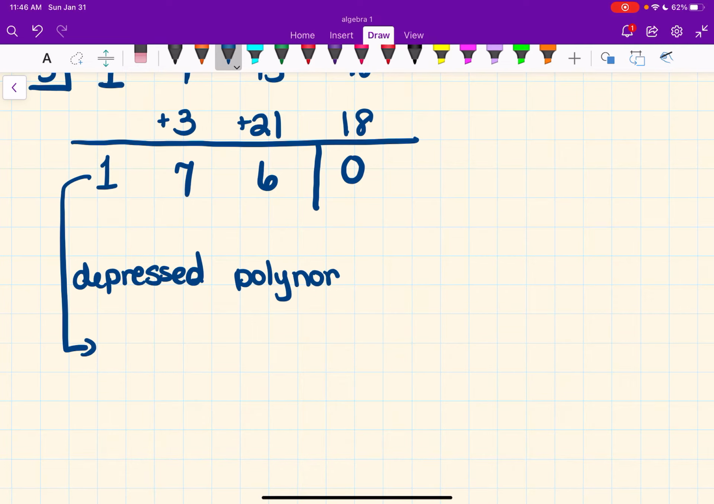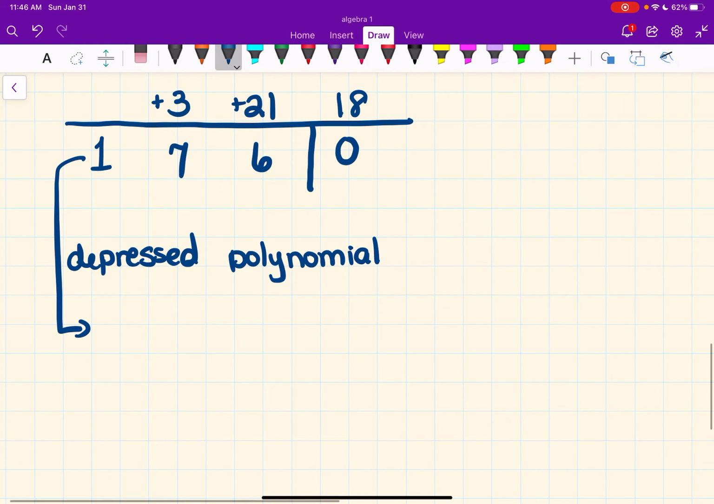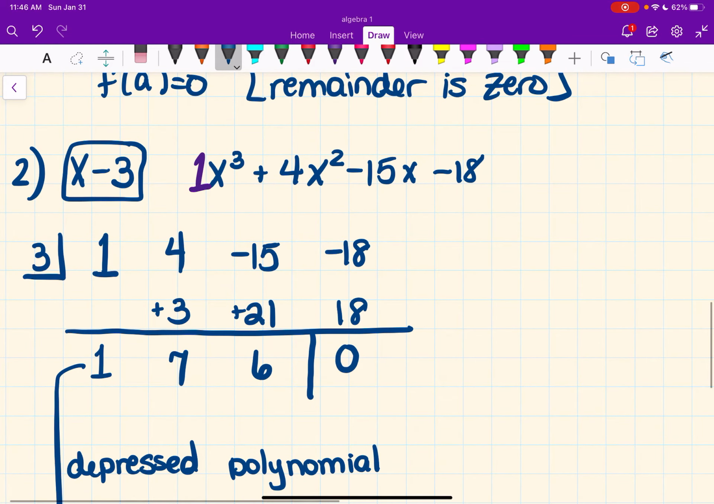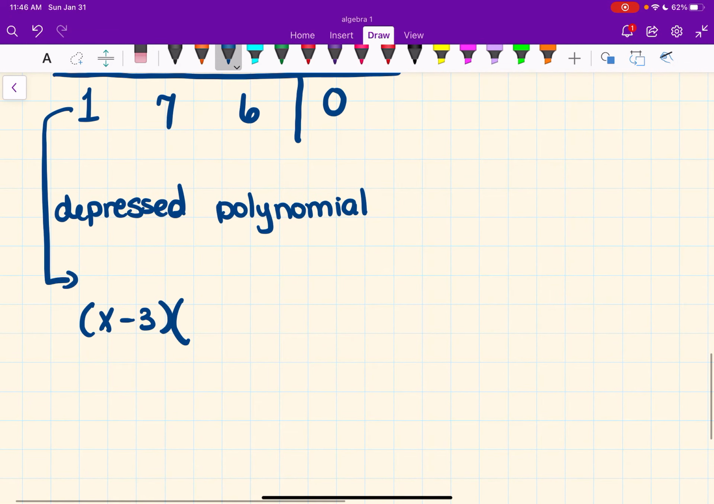We've taken care of 1 degree. So we've said one of the factors is x minus 3. If we factor that out, the polynomial we're left with, now watch what I do. I've depressed it by 1. It was originally x to the third, so now it's going to be an x squared, and these are our coefficients. So it's going to be 1x squared.